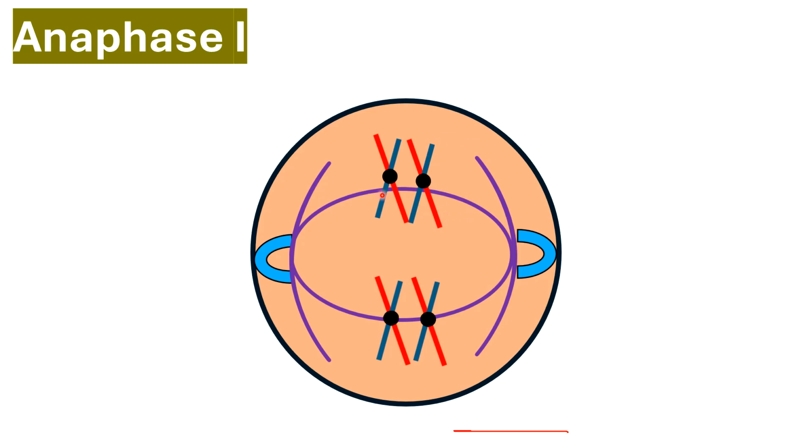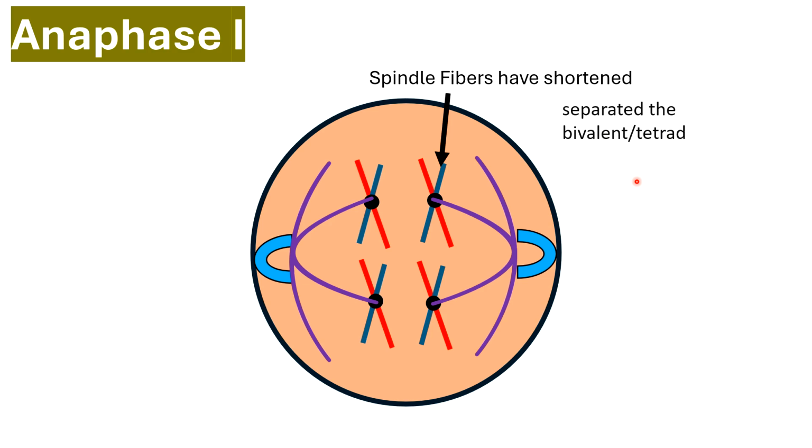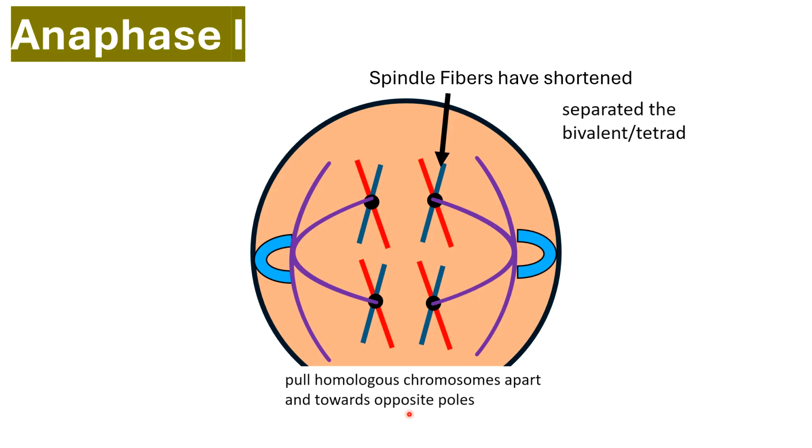Now, anaphase 1, after all this random orientation, independent assortment, and lining up by the equator of the cell, the following is going to happen. These spindle fibers have shortened, as you've just seen, and they have separated the bivalent or tetrad. Now, these are going to pull homologous chromosomes apart and towards opposite poles. Okay, so these two have been pulled to the right pole, these two have been pulled to the left pole, and this is the difference.